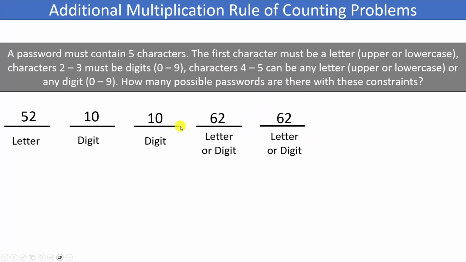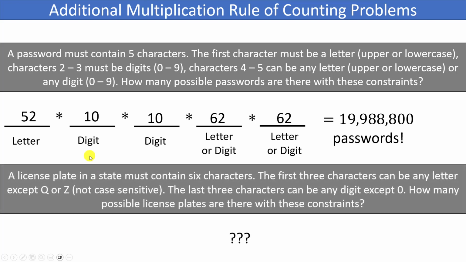Based on the multiplication rule of counting, if there are 52 ways to do one thing, 10 ways to do another thing, and so on, then you multiply all those numbers together to find the total number of possible outcomes, or in this case, the total number of possible passwords. If you multiply all those together, you're going to get about 19,988,800 passwords. So quite a few.